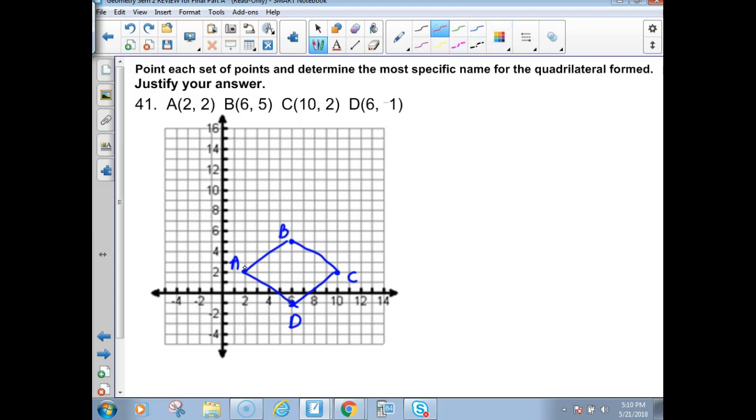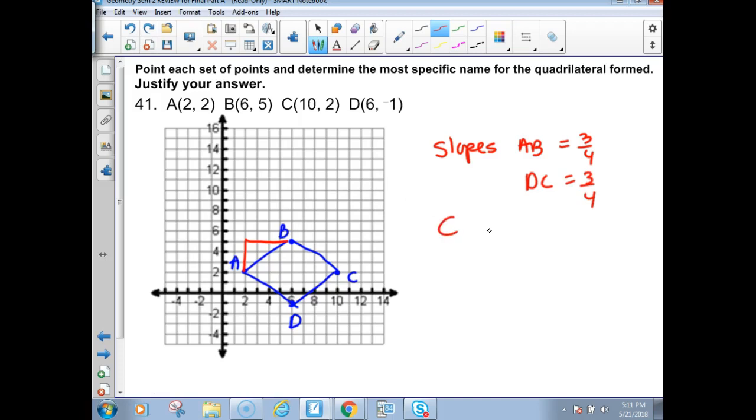We could check the slopes. Up 1, 2, 3, right 1, 2, 3, 4. So the slope of AB is 3/4. Check and see if the slope of DC is the same. Up 1, 2, 3, right 1, 2, 3, 4. DC has a slope that's 3 over 4.